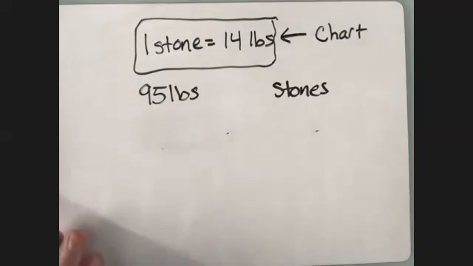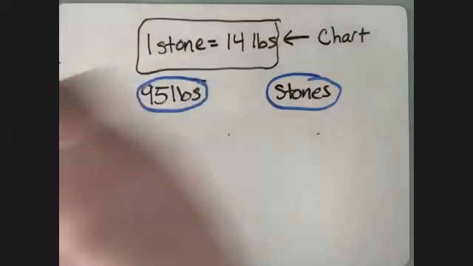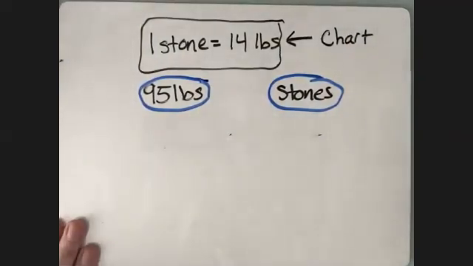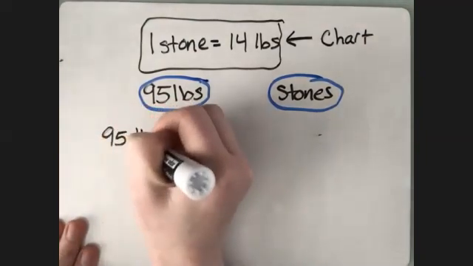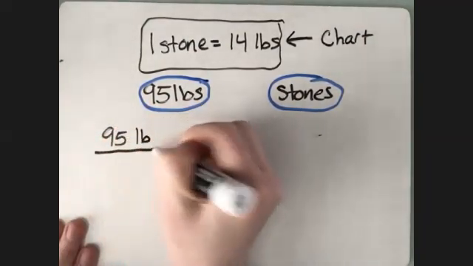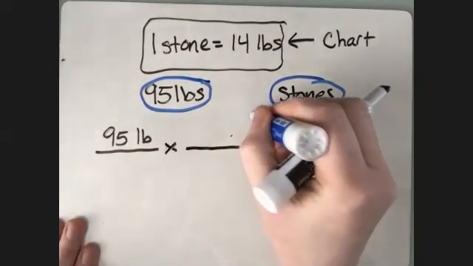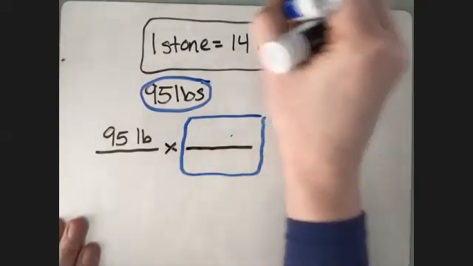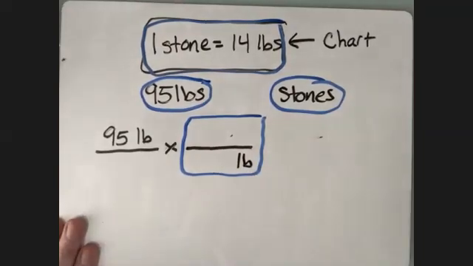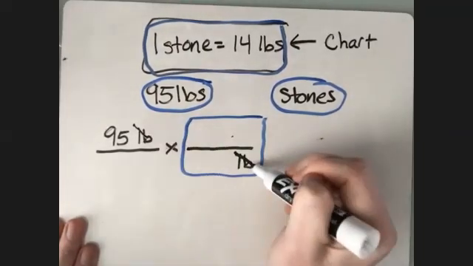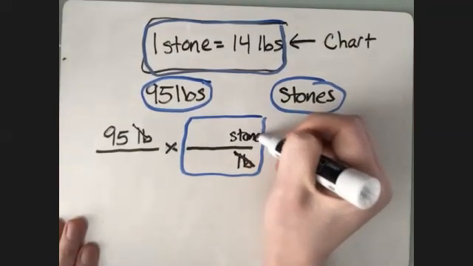All right. That means I am just looking at a single conversion. So we'll only be using one color. So I have 95 pounds, okay, times, if you don't want pounds, pounds must be at the diagonal. That way you can cross cancel. And instead of pounds, I want stones.